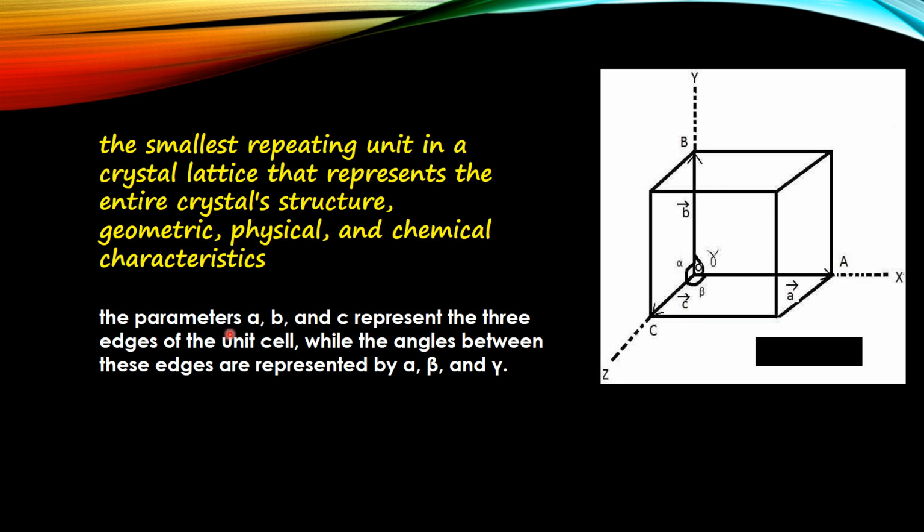The parameters a, b and c represent the 3 edges of the unit cell. In the model unit cell, here you can see a, this horizontal side is a, this vertical side is b, and this side is c. a, b, c are edges of the unit cell, while the angles between these edges are represented by alpha, beta and gamma. These are the angles between the edges.